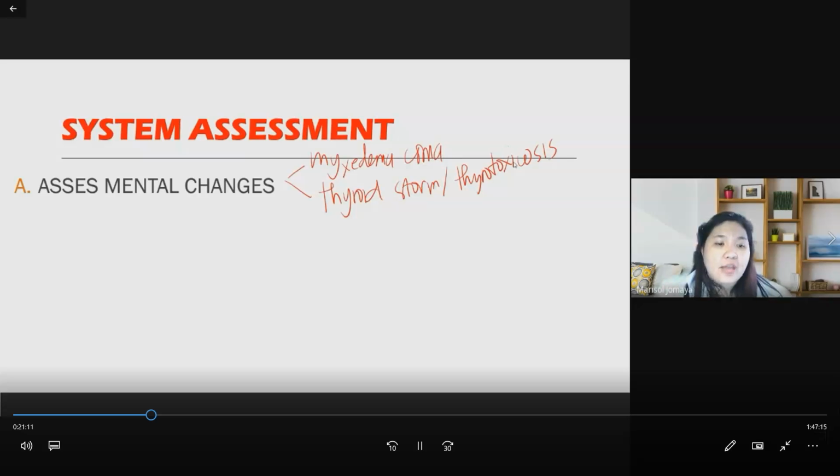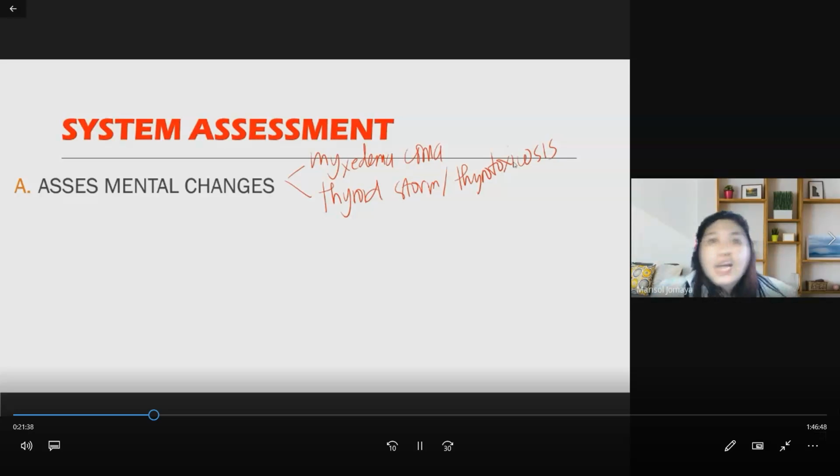So if you're going to check for your mental status changes, that is one of the things that you would be very, very much particular in, especially if you're going to do the assessment and interview of this specific patient, especially if you are assigned in the emergency department. Kasi kailangan, you must have a very keen eye. Isang tingin pa lang sa pasyente, alam mo na kung anong problema niyan. So that is for your mental status changes.